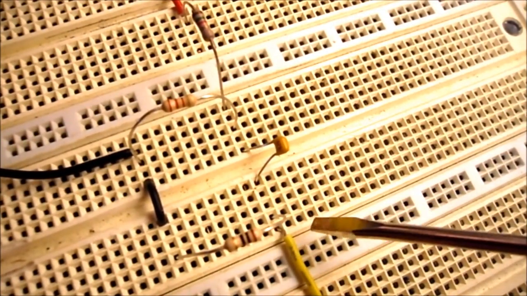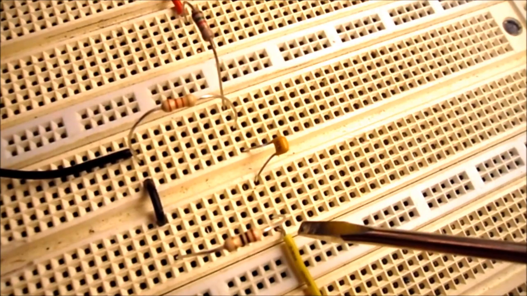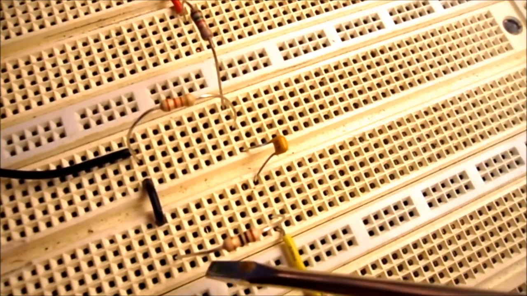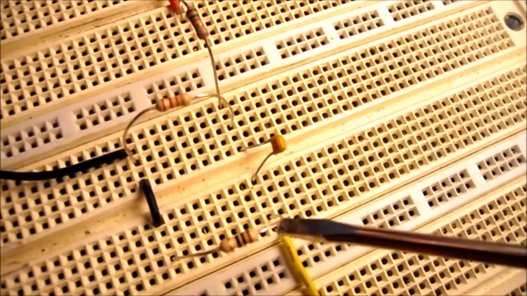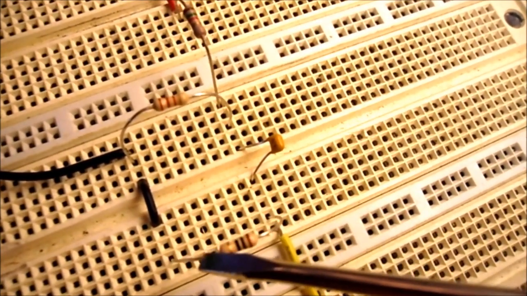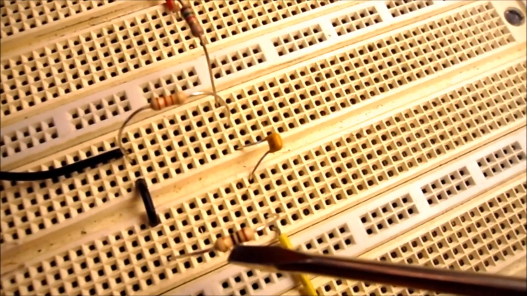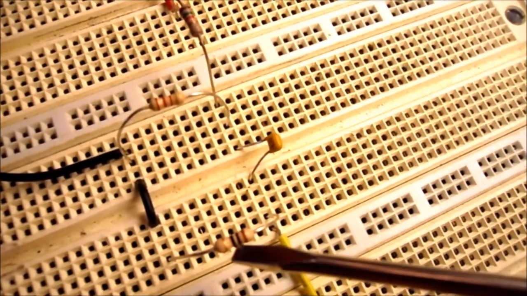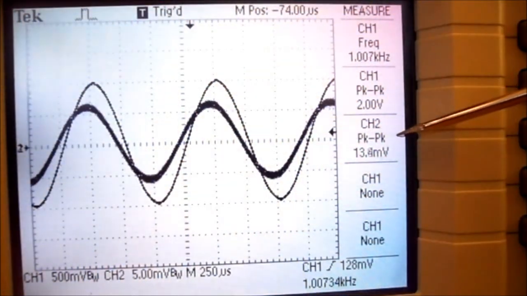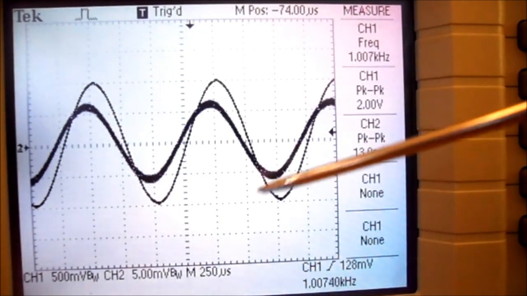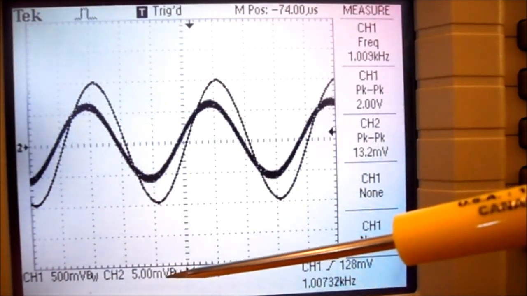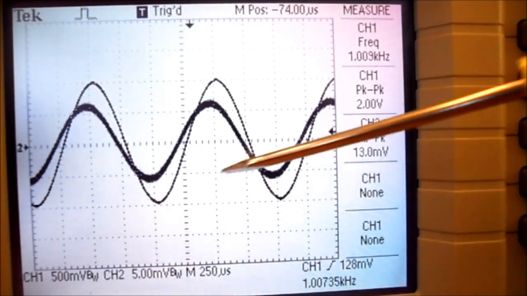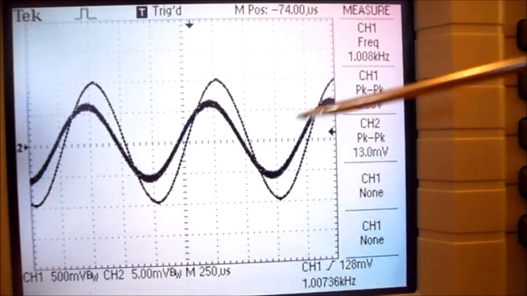I've now replaced my load resistor with a 10 ohm resistor to create a short in my circuit so I can measure I Norton. All I'm going to do is take the voltage drop across the 10 ohm resistor, divide it by the 10 ohms, and that will give me I Norton. Looking at my output, you can see I'm getting about 13.4 millivolts, and notice I've had to adjust my volts per division all the way down to 5 millivolts. It's a very small signal.